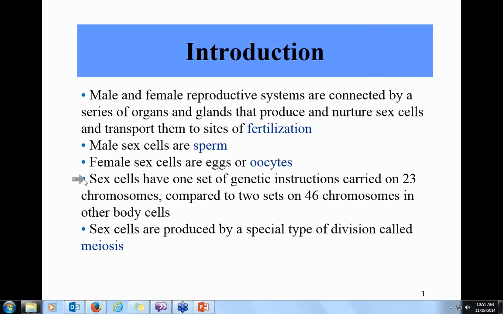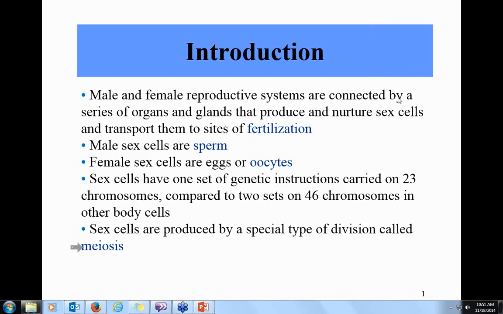Sex cells have one set of genetic instructions carried on 23 chromosomes. In other words, each sex cell has half the genetic material. So the sex cells have to unite or become fertilized in order for 46, or the full set of chromosomes, to be present. Okay, again, humans have 46 chromosomes, and their sex cells have 23. Sex cells are produced by another type of division called meiosis.